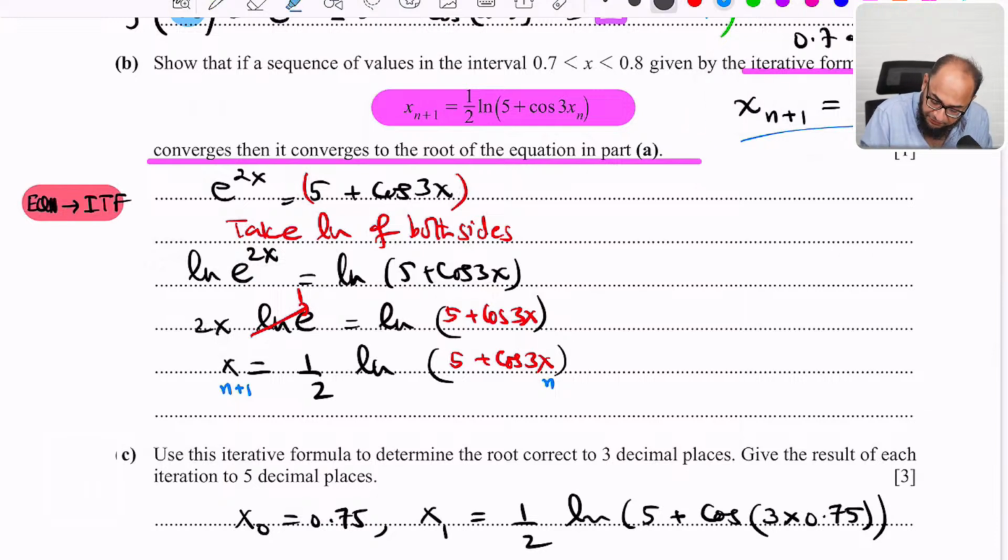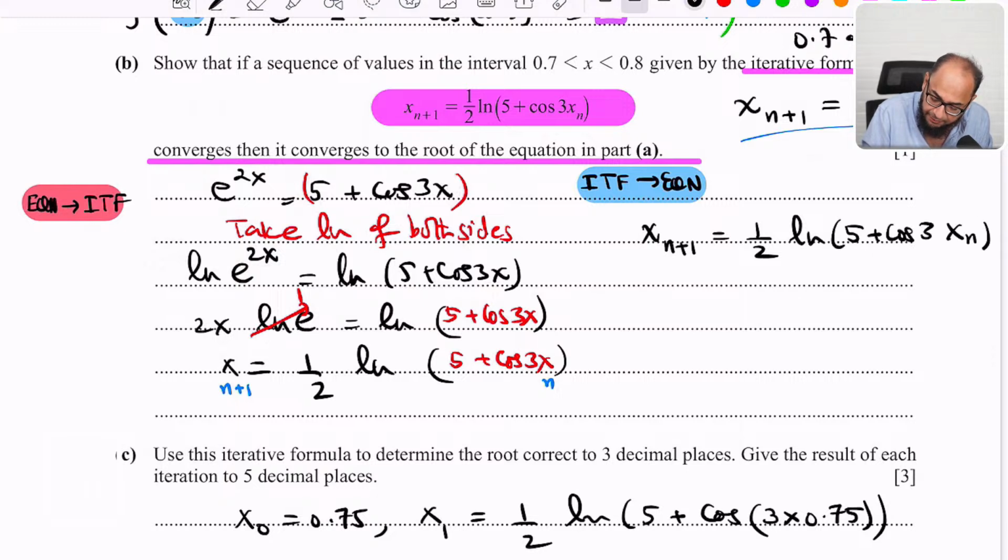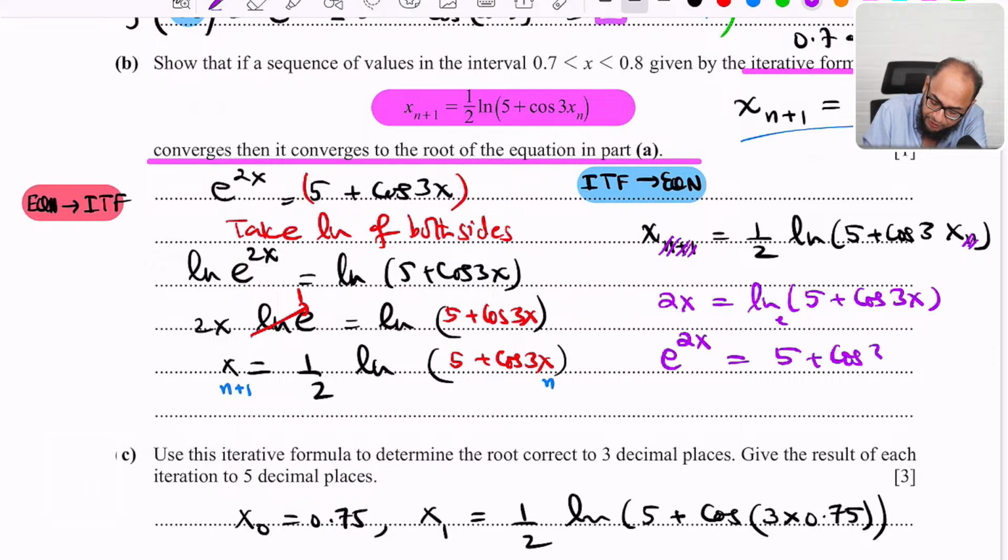Now, let's say someone asks me to do it the other way. Let me go to the iterative formula and change it to the equation. The iterative formula is x(n+1) = half ln(5 plus cosine 3x(n)). Now let me remove the subscripts. Why? Because after successful iteration, the input and the output become the same. Just cross multiply. Therefore 2x is equal to ln of (5 plus cosine 3x), and the base is e, therefore e^(2x) is 5 plus cosine 3x. So this is also a good way. Both ways are perfectly fine.